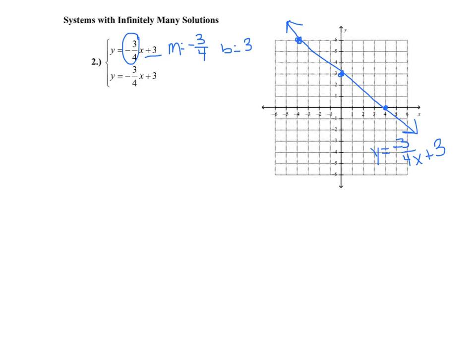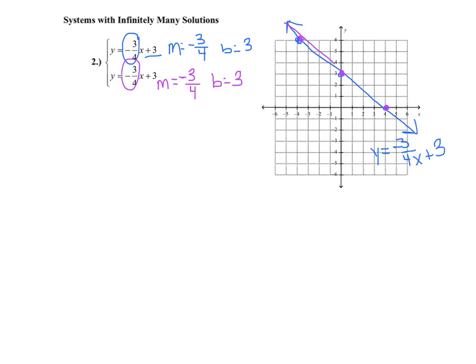Now let's look at our next line. Y equals negative 3/4 x plus 3. Again, our m is equal to negative 3/4, and our b is equal to 3. So let's graph that. Your b up 3, and then your slope, you're going up 1, 2, 3 over 1, 2, 3, 4. Your dot, and then you're going to go down 1, 2, 3, and to the right 1, 2, 3, 4.